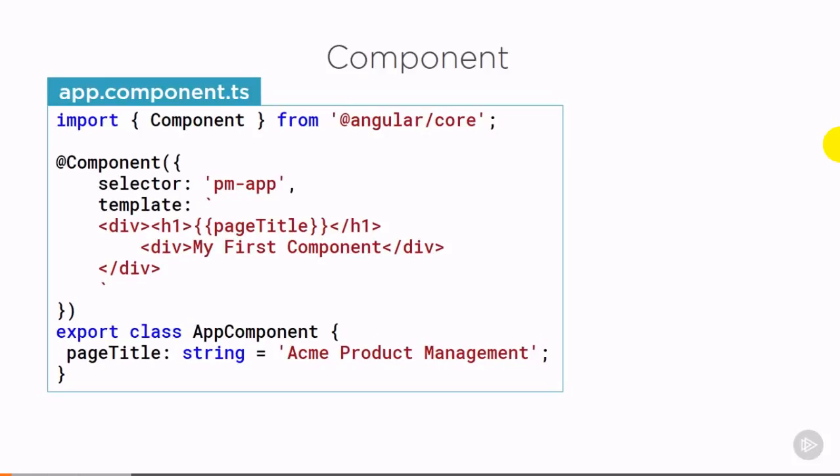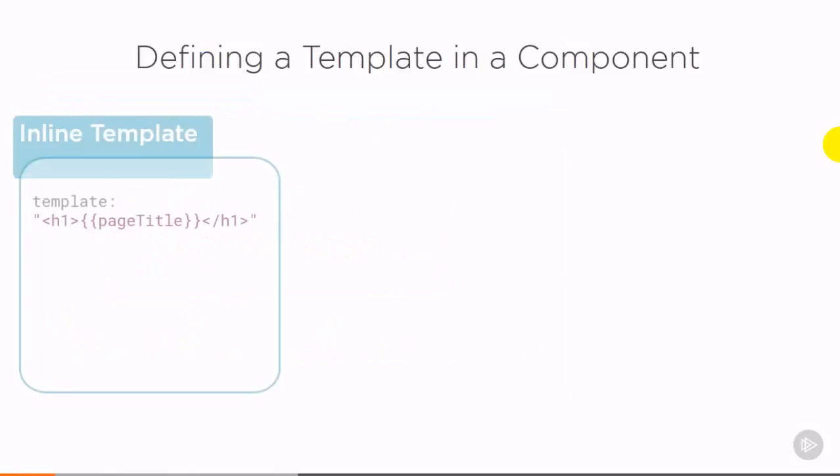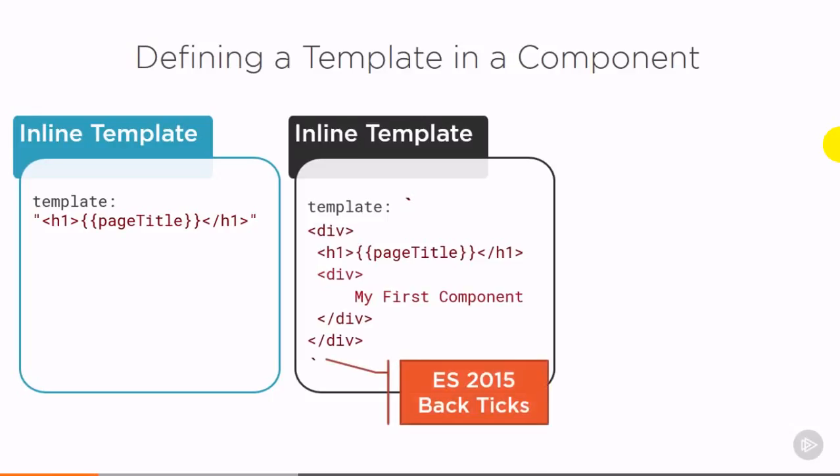In the prior module, we built an inline template for our app component. We used the template property to define the template directly in the component's metadata. But this is not the only way we can build a template for our components. We can use the template property and define an inline template using a simple quoted string with single or double quotes. Or we can define an inline template with a multi-line string by enclosing the HTML in ES 2015 backticks. The backticks allow composing a string over several lines, making the HTML more readable. We used this technique to build our template in the last module.